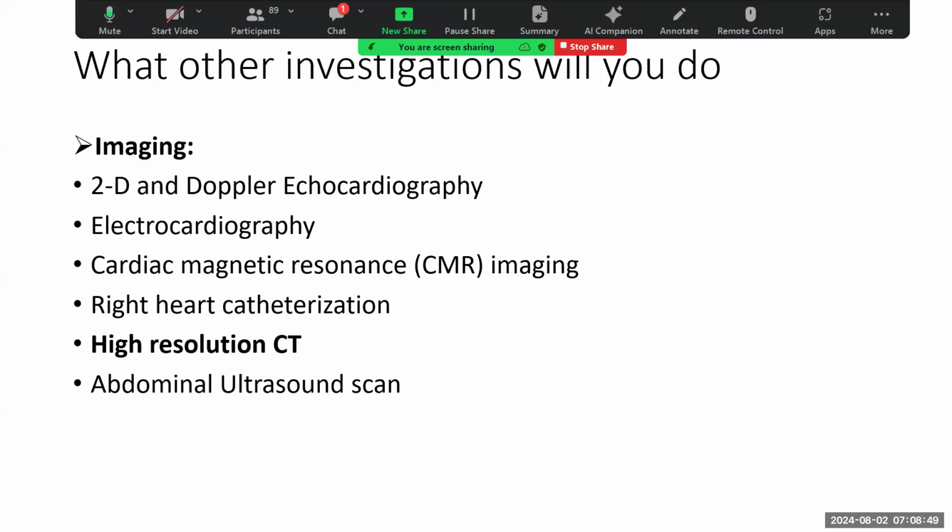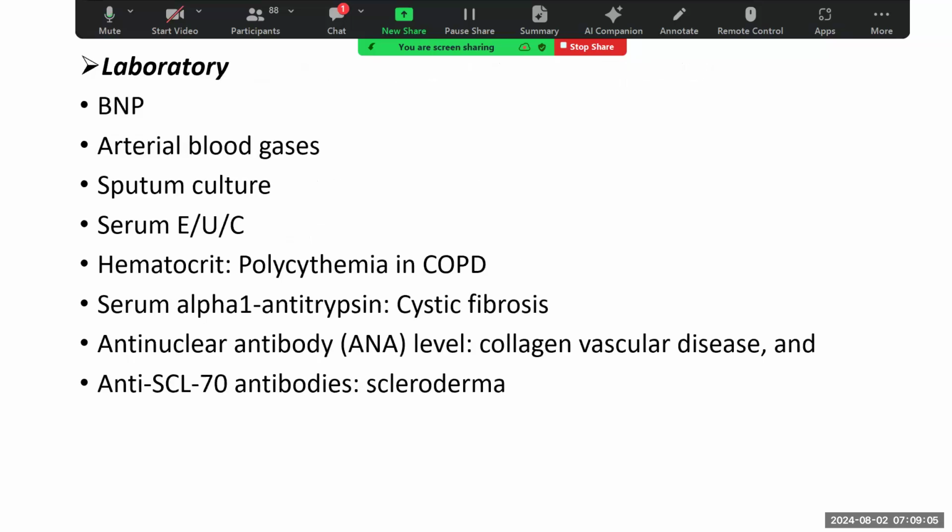And then I also want to assess the bronchiectasis with high resolution CT. And then abdominal ultrasound scan may also be relevant because this patient has leg swelling. You also want to rule out a kidney disease or liver pathology as well.